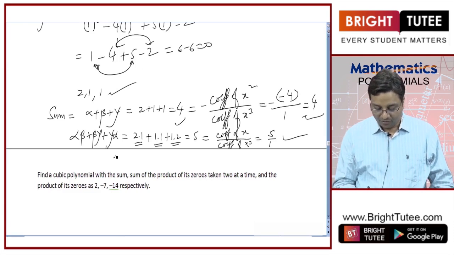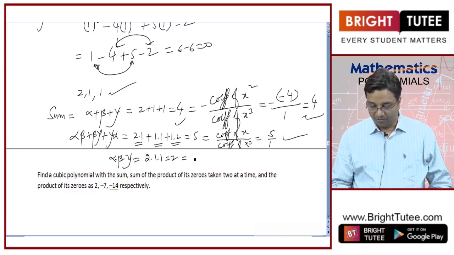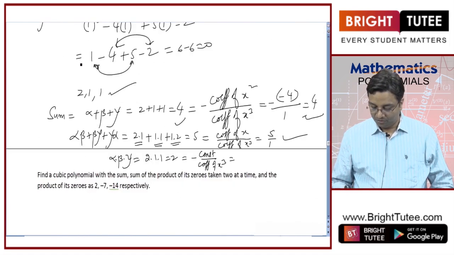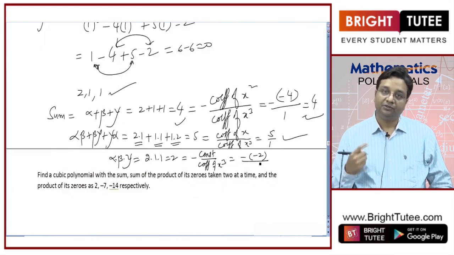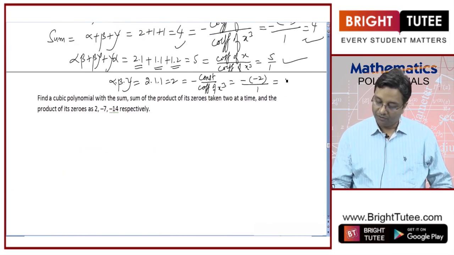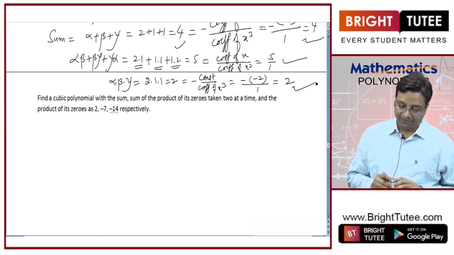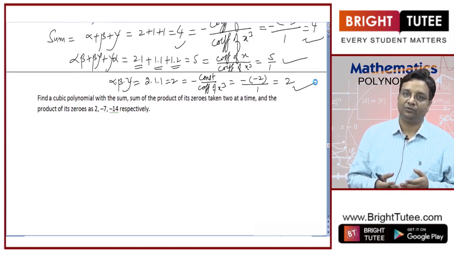Similarly, you can do it for alpha into beta into gamma, which is 2 into 1 into 1, 2. It should be equal to how much? Minus of constant term divided by coefficient of x cube. What is constant term? It is minus 2. So minus of minus 2 divided by what is coefficient of x cube? It is 1. So it also is verified, right? So this is how we verify that these are zeros of a cubic polynomial.